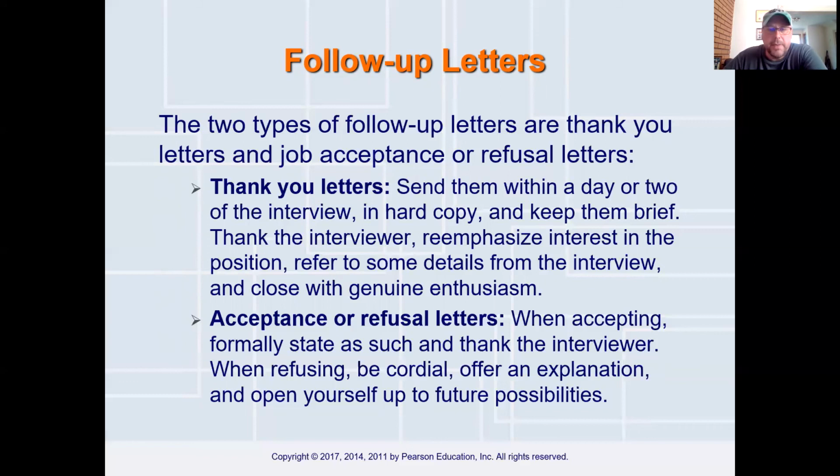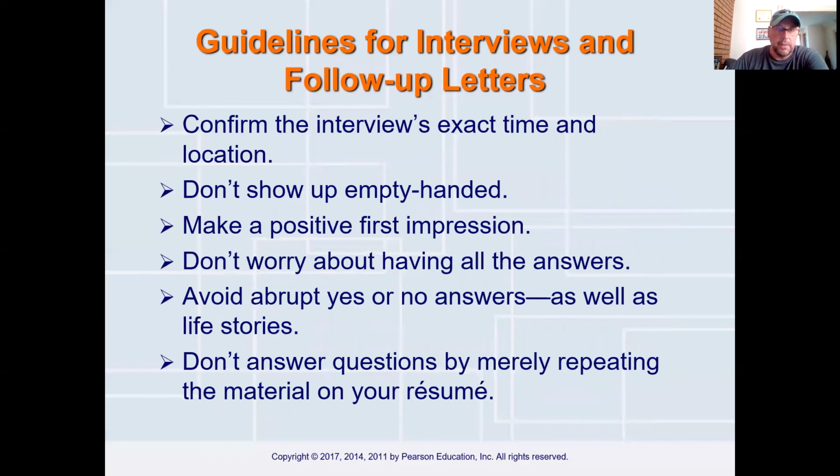Okay. Keep that in mind. Acceptance or a refusal letter. When you're accepting, formally state as such and thank that interviewer. If you're refusing, be cordial, offer an explanation of why you are refusing that position, and open yourself up to potential possibilities in the future. Do not burn a bridge. A lot of these companies do a lot of networking and a lot of speaking with each other. The last thing you want to do is get on someone's bad side within a company, and suddenly you're going to have some talk going on about you behind your back.